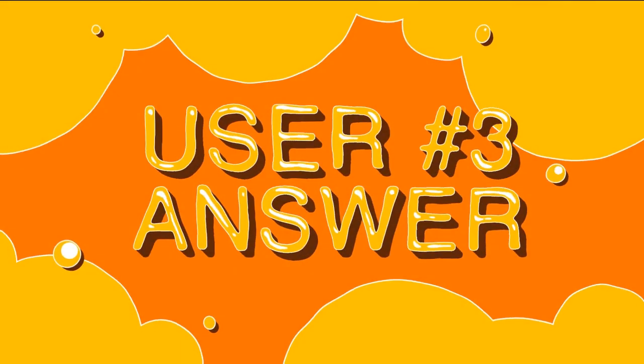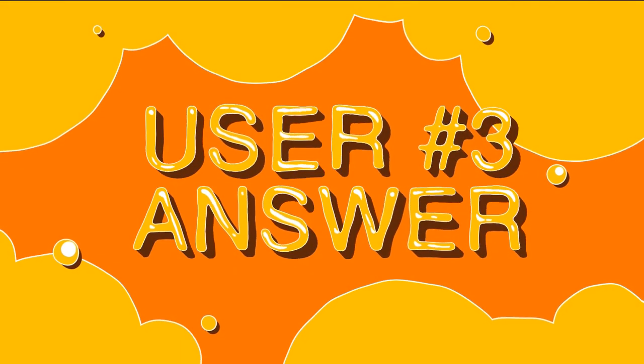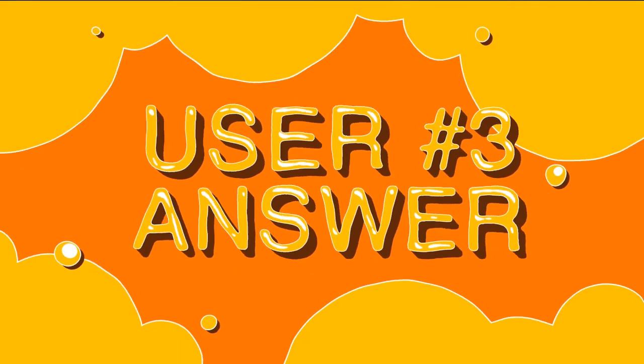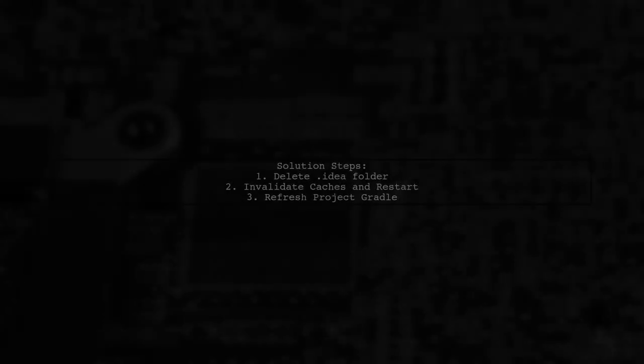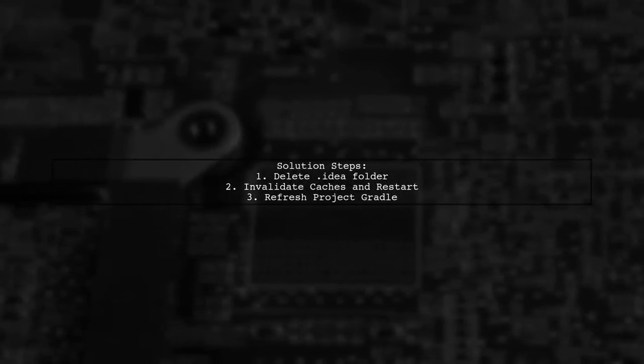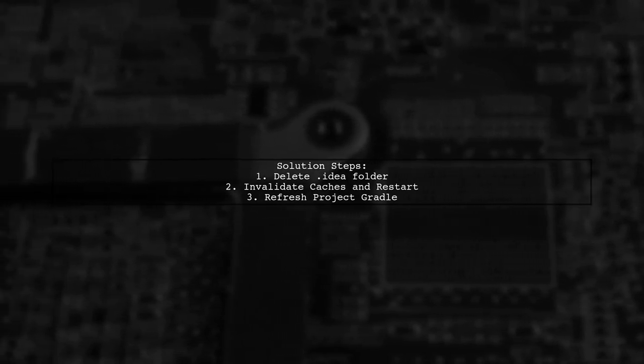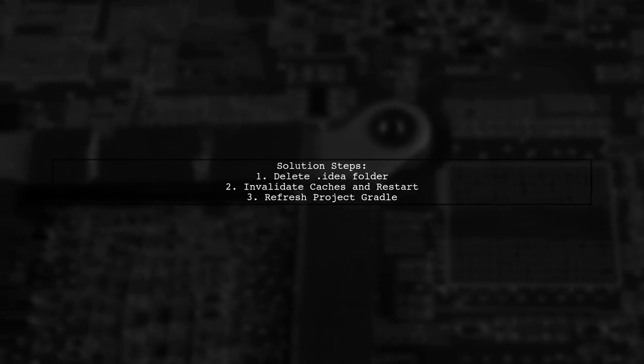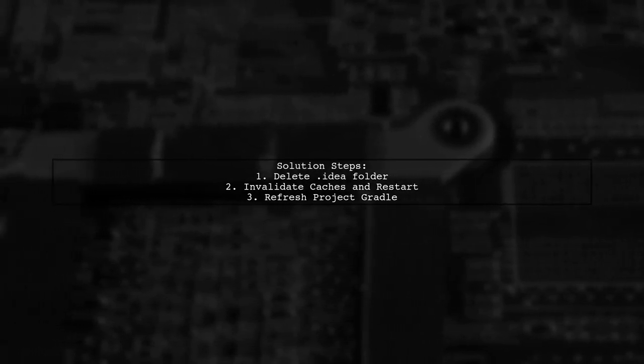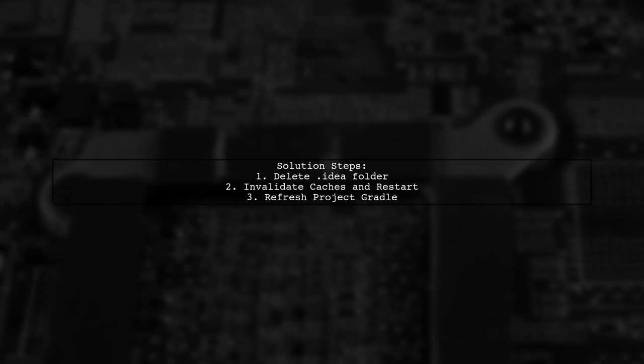Let's now look at another user-suggested answer. To fix the issue with Android not resolving the symbol for selectable item background, try these steps. First, delete the .idea folder in your Project Explorer. Next, invalidate caches and restart your IDE. Finally, refresh your Project Gradle.